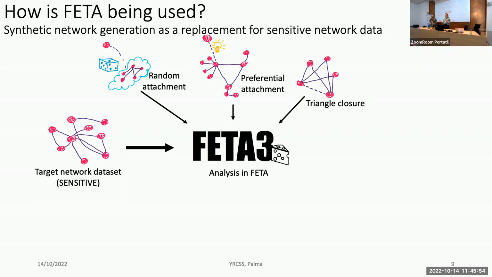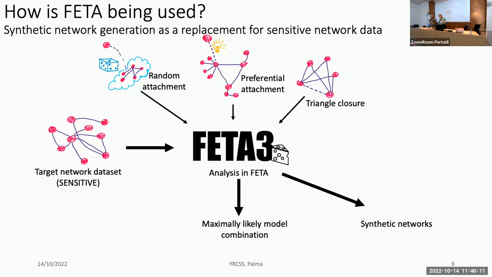Our idea is that, if the network data set is somewhat temporal in nature, we can take different network models, like random attachment, triangle closure, and preferential attachment, and do some analysis in FETA to find the quote unquote best model for that data. From this, what could potentially be released to the public is a maximally likely model of synthetic networks realized from that.